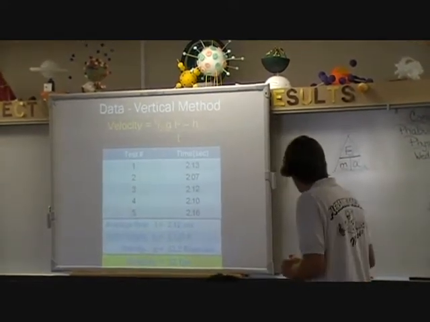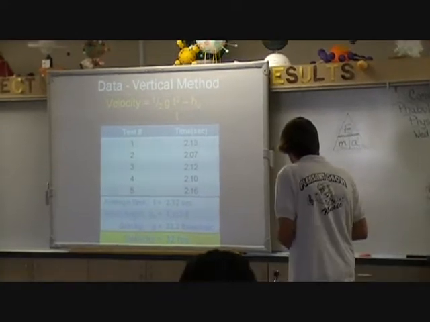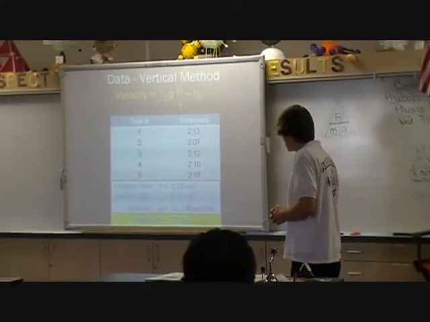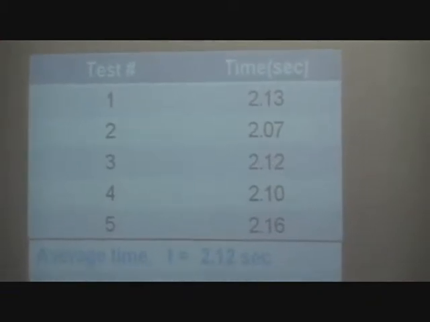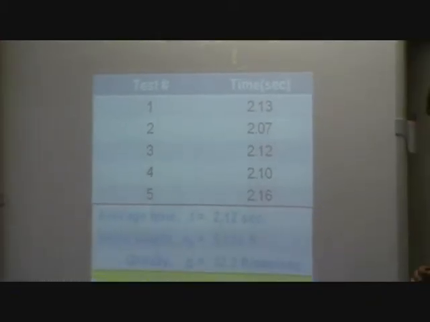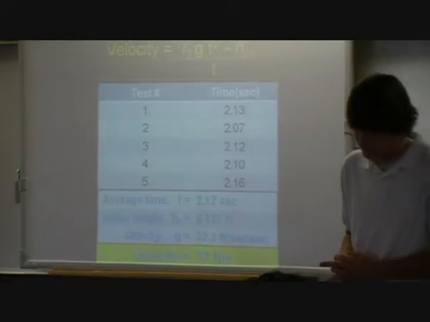Okay, we did 5 tests. The average time was 2.12 seconds. The initial height was 5.125 feet. And gravity, which is constant, is 32.2 feet per second squared. And the muzzle velocity was 32 feet per second.